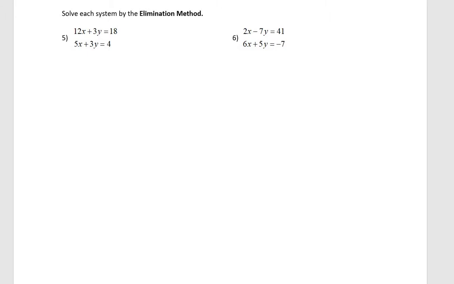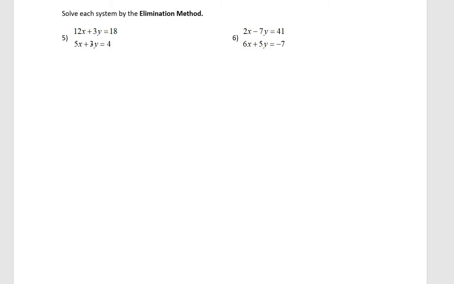Alright, so now I'm going to do numbers 5 and 6, which says to solve each system by the elimination method. Elimination is when you add or subtract both of the equations in order to get something to eliminate or go away and become 0. In the first equation, I'm just looking over it and I'm looking for numbers that are the same. In this case, 3y and 3y.